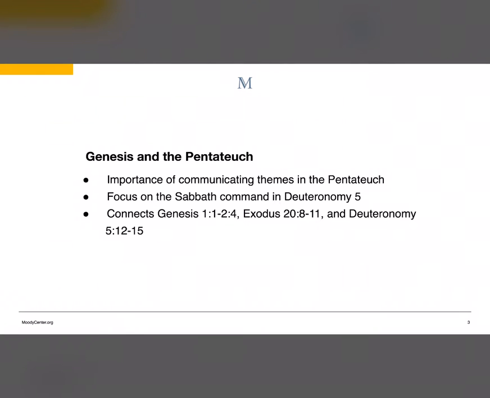For the purposes of this example of thematic analysis, the literary unit under investigation is really the whole of the Pentateuch. For a short lecture, however, it is impossible to evaluate all aspects of the theme in question, so I'll be focusing on a smaller thematic unit beginning with the Sabbath command in Deuteronomy 5.